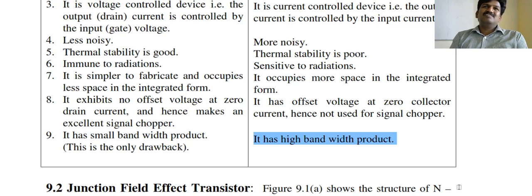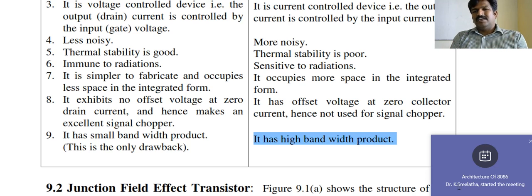If the bandwidth product is very high, then you can say the band of frequencies allowed through the FET is very high, and the gain is also very high. Actually, bandwidth product is nothing but bandwidth and gain. It means the bandwidth and gain product, and that is always constant.